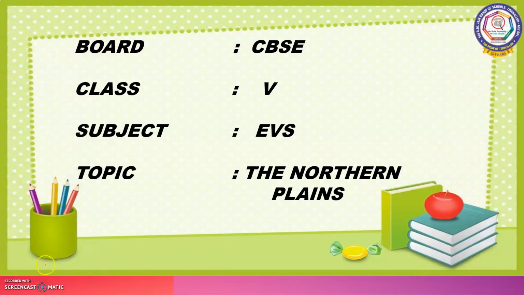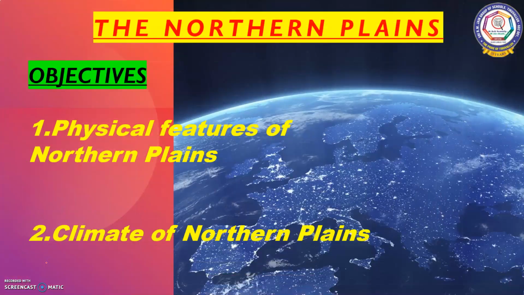Board CBSE, Class 5, Subject EVS, Topic: The Northern Plains. Children, today we are going to learn about these objectives: physical features of the Northern Plains and climate of the Northern Plains.